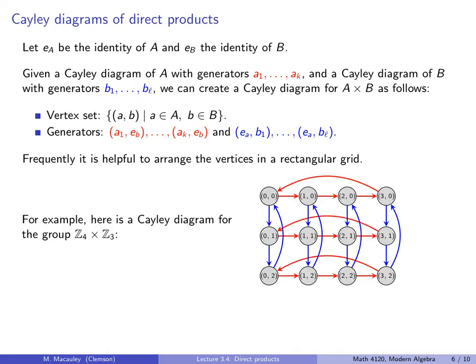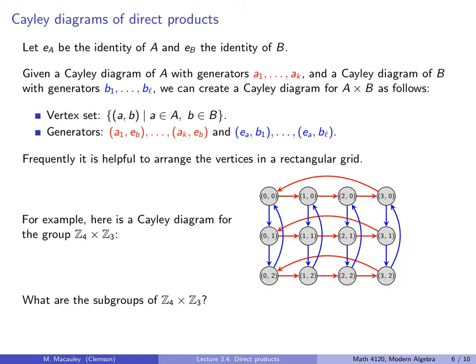Frequently, it is helpful to arrange the vertices in a rectangular grid. For example, here is a Cayley diagram for the group Z4 cross Z3, constructed using this method above. Notice that there was one generator in both the Cayley diagram for Z4, a copy of it is right here, and for the Cayley diagram of Z3, a copy of that lies right here.